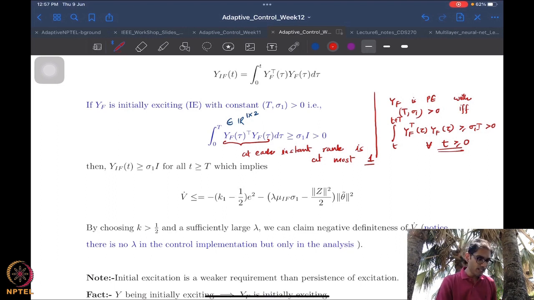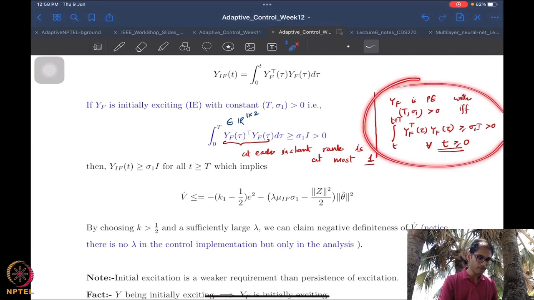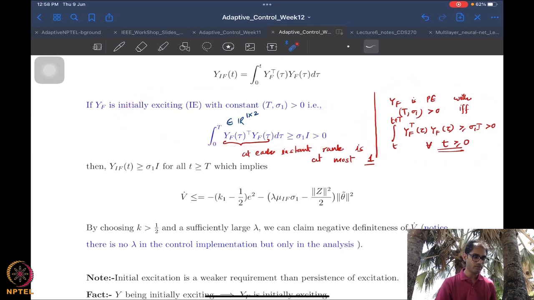But the big difference here is that persistence needs this positive definiteness condition to hold for all small t. Here, there is no small t at all. You want it to hold only for some initial window. In the persistent case, you need it to hold for all sliding windows. If I take a window of time of size T and keep sliding it, in every window, if I integrate this inner product, it has to be positive. So that's a very stringent requirement compared to the initial excitation requirement.